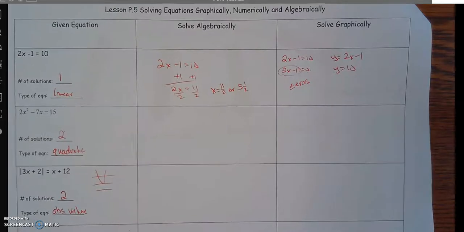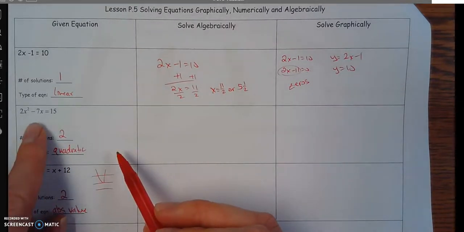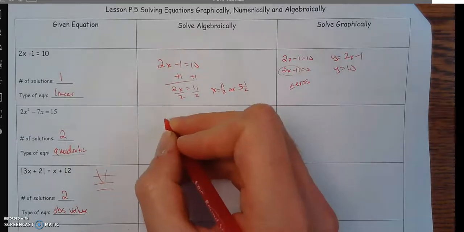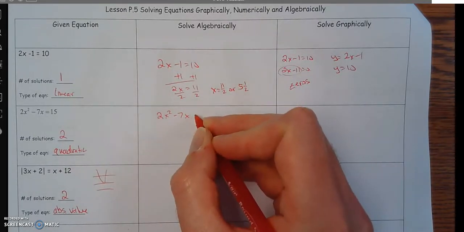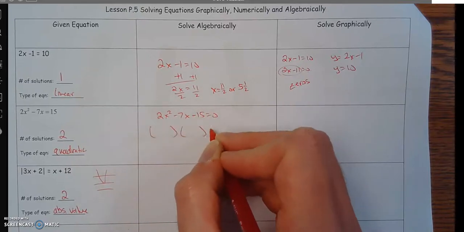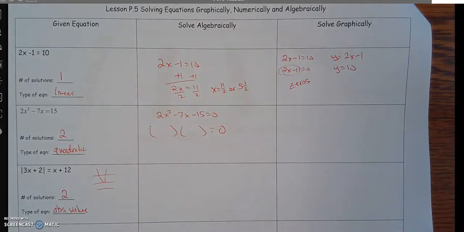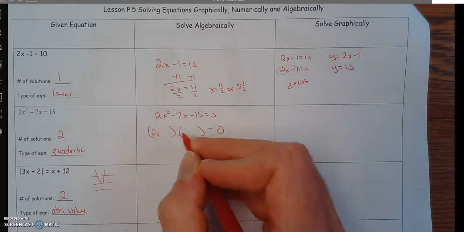Okay. Now, number 2. This guy, algebraically, we did a whole unit on this in algebra 2. So you got 2x squared minus 7x. You want to bring that over. So minus 15 equals 0. We want to do two binomials. So you want to do two numbers that multiply to give you 2x squared. So it'd be 2x and x.